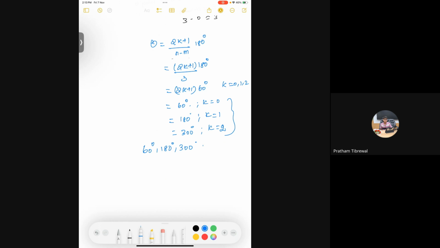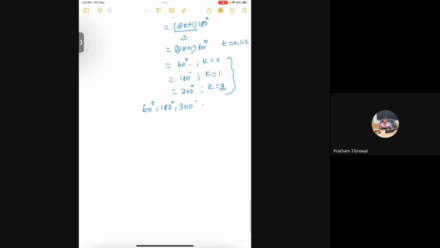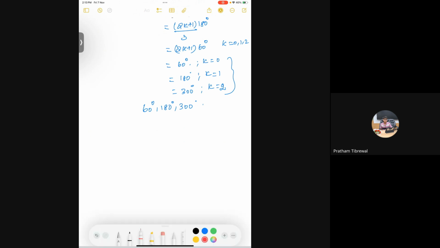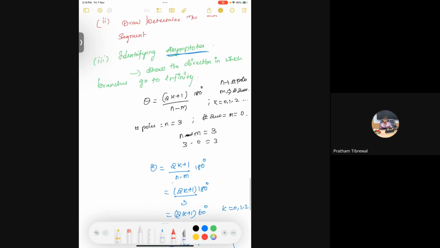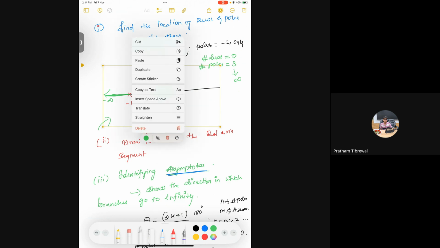Good, that's correct. Now we know what direction this is going to go. I'm just going to copy this and put it there so that we can use it later.